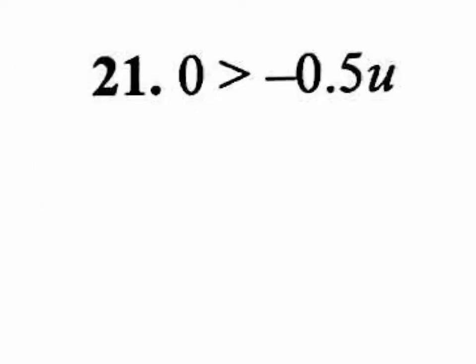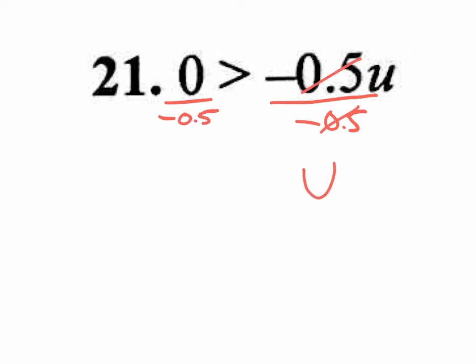So number 21, again, this probably will not be on the quiz, so don't freak out about it. But I want to get the u by itself on the right side. I'm going to divide by a negative 0.5 and divide by a negative 0.5. So this cancels. U comes down. I did divide by a negative, so I need to flip this inequality symbol. So that inequality is going to become a less than. It used to be a greater than, now it's a less than. And 0 divided by any number, whether it's a decimal, whether it's positive or negative, is still going to be 0. So we really have 0 is less than u.